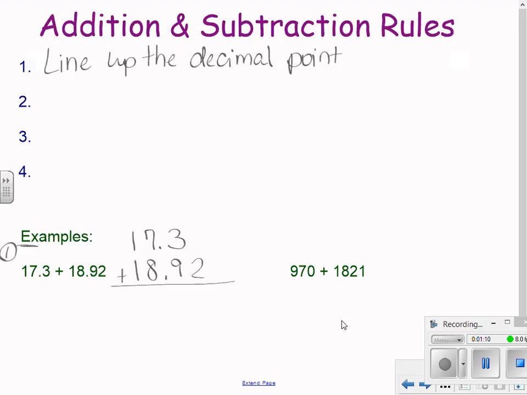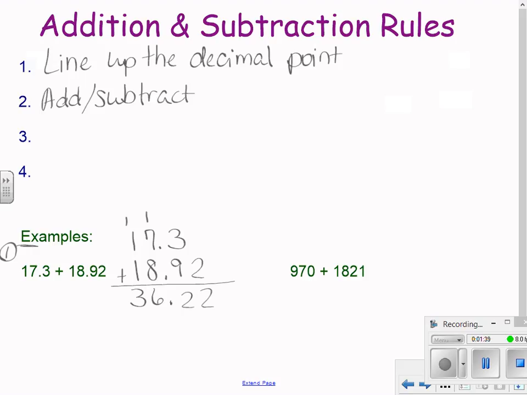Step number 2, add or subtract, just like you normally would. That's not different. So 2 plus 0 is 2, 3 plus 9 is 12. I'm going to add my decimal point in and carry a 1. 7 plus 8 is 15, plus 1 is 16, carry a 1. So if we do it normally, just like in math, we end up with 36.22.